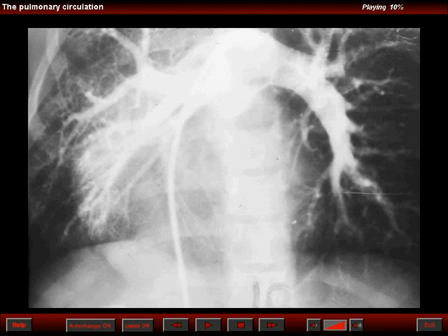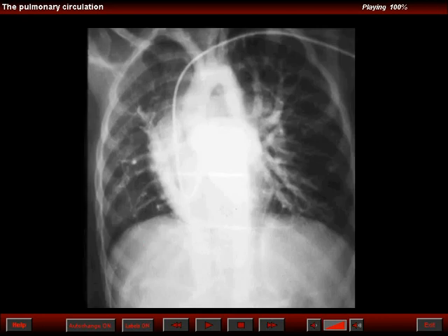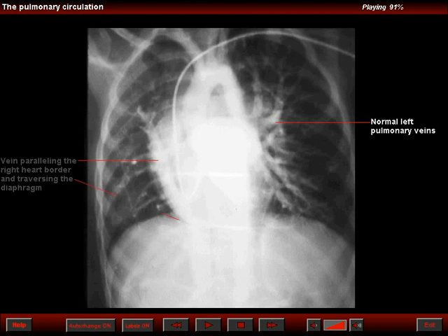This pulmonary angiogram shows that the right pulmonary arteries are normal, except that the medial aspect of the right base is not supplied by pulmonary arteries. In the venous phase of the angiographic examination, we see normal left pulmonary veins, a normal left atrium, normal left ventricle, and aorta. However, from the distal aorta, we faintly see a vessel that is directed towards the right base. The distinct abnormality is a large vein that runs parallel to the right heart border and traverses the diaphragm.